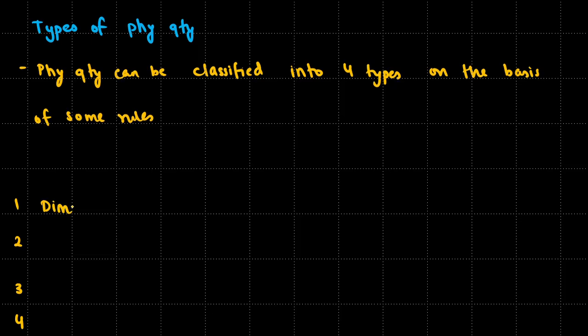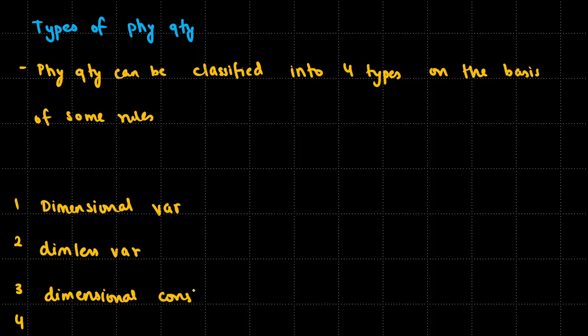So the first one is dimensional variable. The second one is dimensionless variable. The next one is dimensional constant and dimensionless constant. It's very difficult for me to say dimension and dimensional, so even if I say dimension, understand what I'm trying to say. So these are the four things that we are going to talk about.